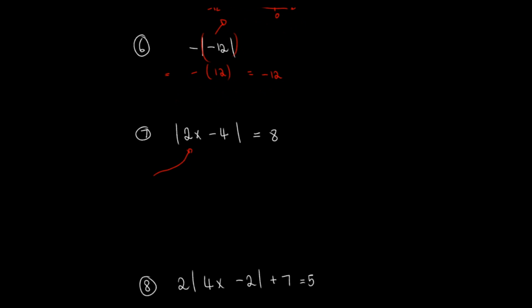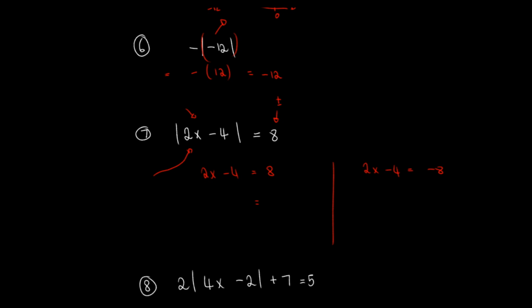Now we add an algebraic component to this, meaning there's now some sort of variable. So what do we do in this case? When we see a variable, we're going to set our absolute value equal to both positive and negative 8. So I can say 2x minus 4 is equal to 8, and I can say 2x minus 4 is equal to -8. Now I solve for x on both sides.